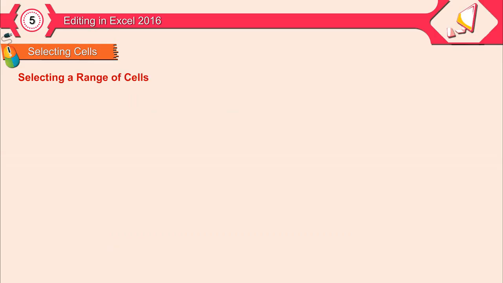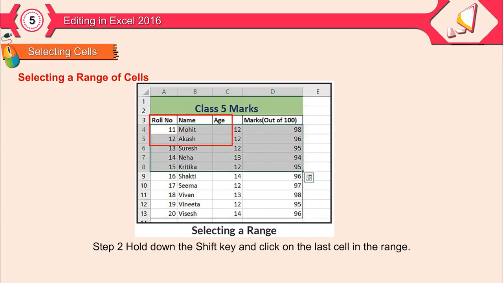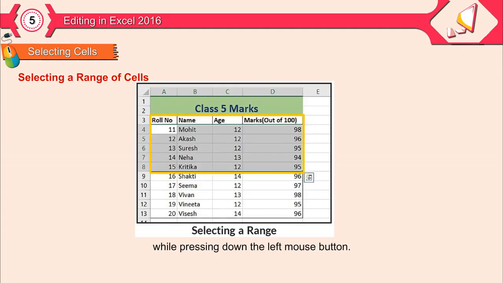Selecting a range of cells. To select a range of cells, follow these steps. Step 1. Click on the first cell that you want to include in the range. Step 2. Hold down the Shift key and click on the last cell in the range, or drag the mouse from the first cell in the range to the last cell while pressing down the left mouse button.